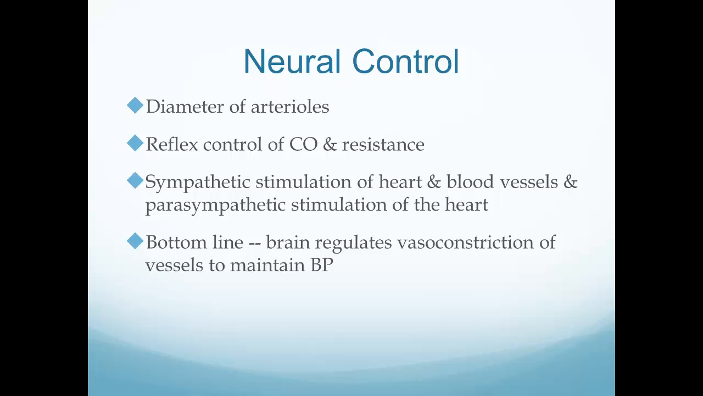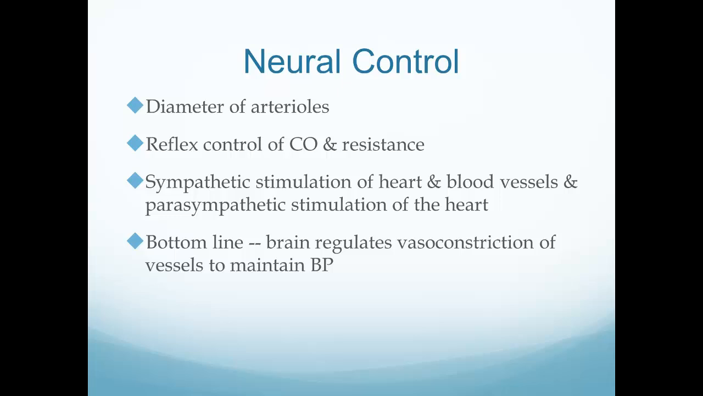Neural control of our cardiovascular system. One of the things it's going to do is it's going to cause a change in the diameter of the arterioles. The arterioles are going to primarily affect how much blood is going to go down through the capillary network. It's a reflex control of cardiac output and resistance. We have our sympathetic stimulation, which is going to stimulate things. Sympathetic stimulation is the fight or flight response. So you get the tachycardia, the hypertension, etc.